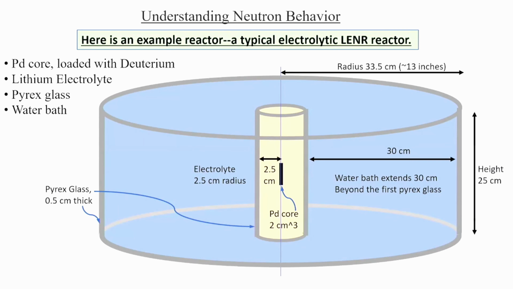This is an example reactor, typical electrolytic reactor. I have a PD core right here, lithium electrolyte here, Pyrex glass here, a water bath, and then more Pyrex glass here. Now the height of this might be a little bit short. I just have 25 centimeters, but the rest of this looks pretty typical for an electrolytic reactor.